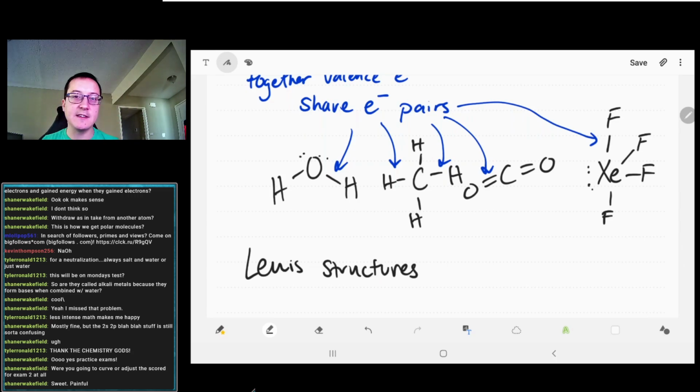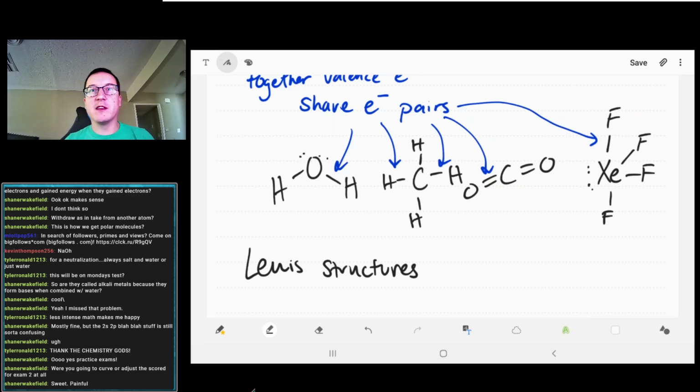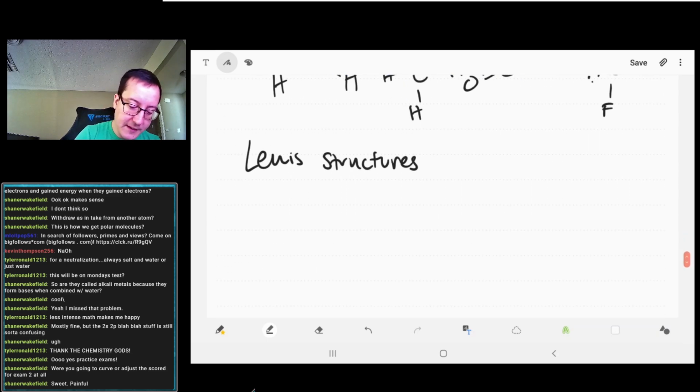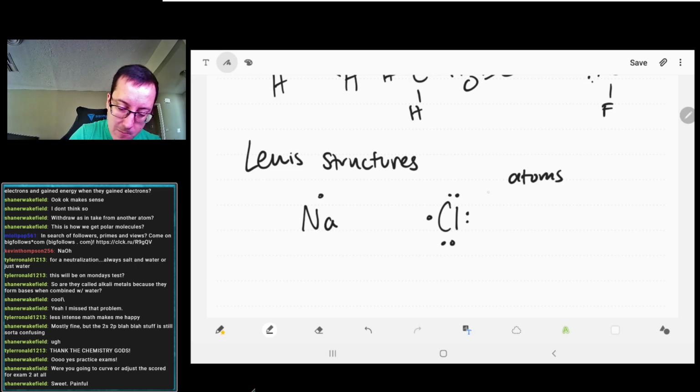Based off a scientist named Lewis. And we're going to see that these structures are going to be able to tell us a lot about the molecules themselves. So, first things first, we can display atoms by themselves. Right, these are just plain old atoms.